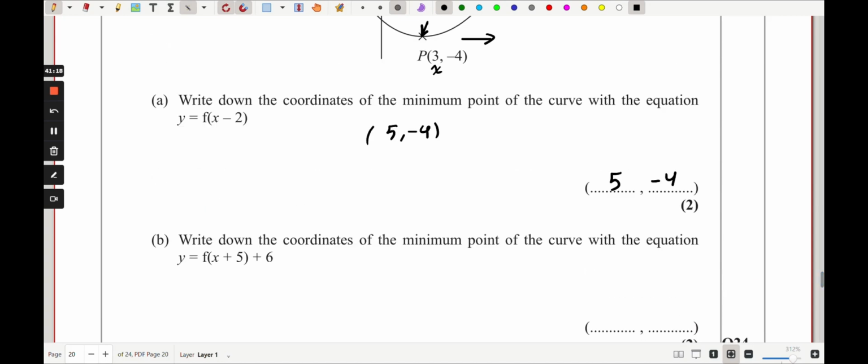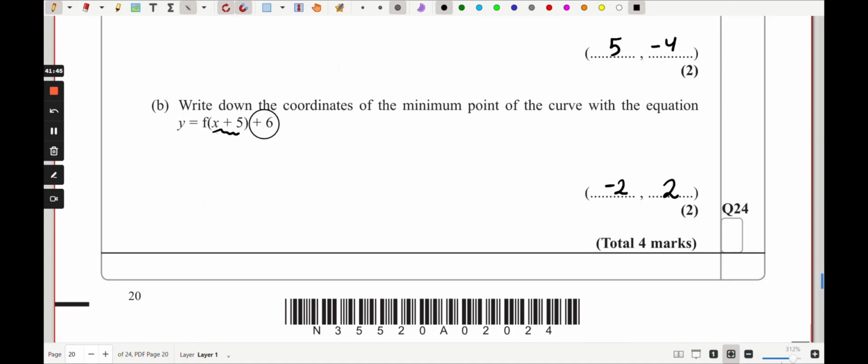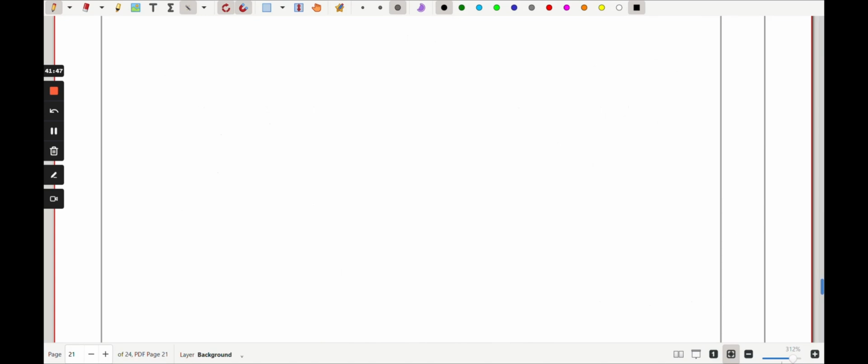Now write down the coordinates of the minimum point of the curve with the equation here. It's shifted by 5, so we'll shift it to the left. That means 3 minus 5 is minus 2, and then we'll add 6 to the y coordinate, so minus 4 plus 6 is 2. Well, this is the end of our exam.